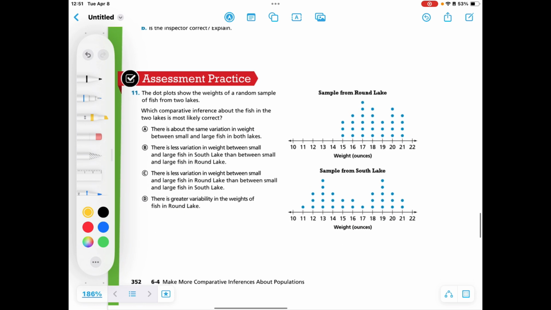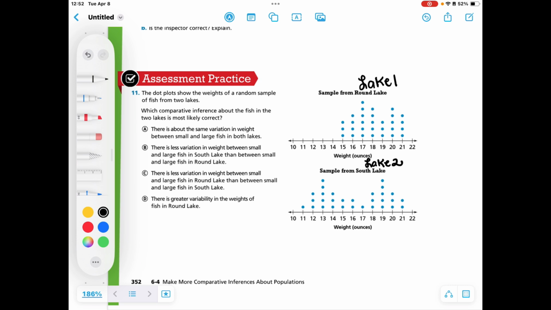Now that brings us to number 11. We have one last little problem where it's multiple choice and we're given 2 different bar graphs, or not bar graphs, dot plots. So looking at these, this dot plot shows the weight of a random sample of fish from 2 lakes. Let's just say Round Lake is going to be Lake 1, and South Lake we're just going to say is Lake 2. Which comparative inference about the fish in the 2 lakes is most likely correct?